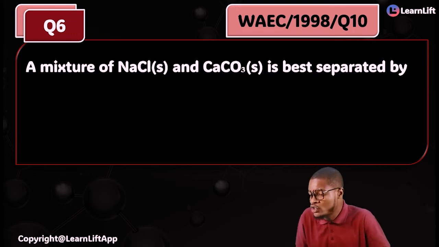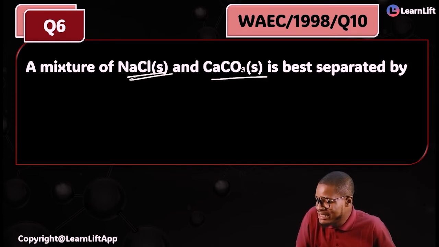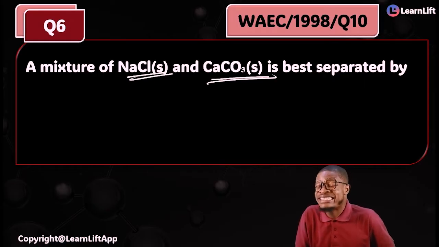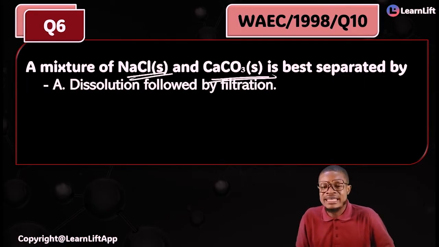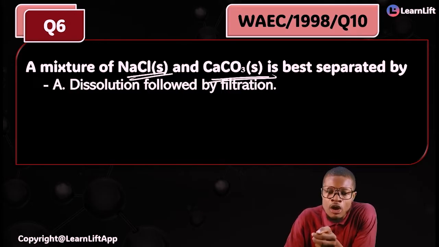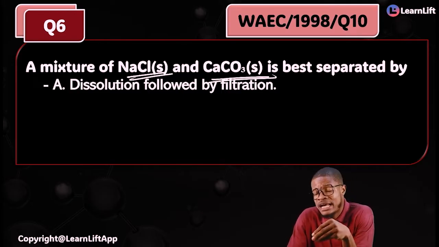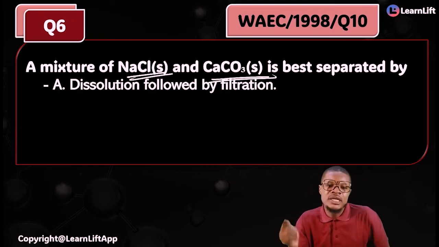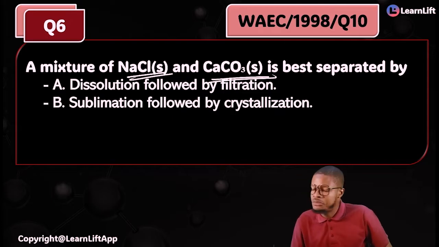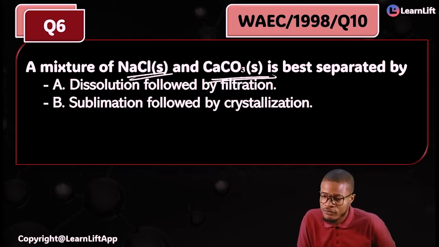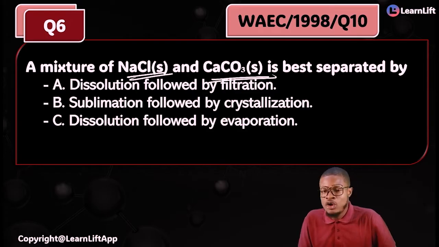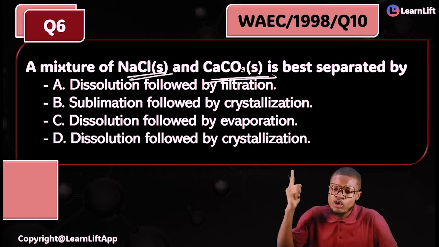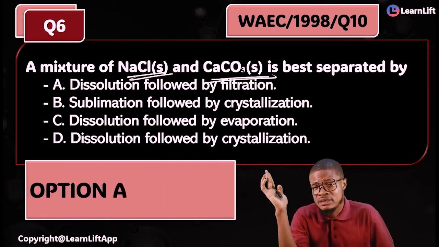WAEC asks this question: a mixture of sodium chloride and CaCO3, calcium trioxocarbonate 4, solid, is best separated by option A, say dissolution followed by filtration. Of course, sodium chloride will dissolve in water. CaCO3 will not dissolve, and you can filter it. Option B say sublimation. No, nothing like sublimation there. Option C say dissolution followed by evaporation. Option D say dissolution followed by crystallization. What is the answer? Dissolution followed by what? Filtration. Option A is the correct answer.